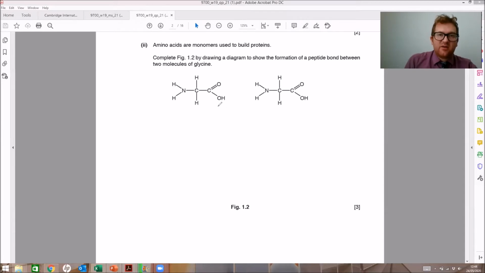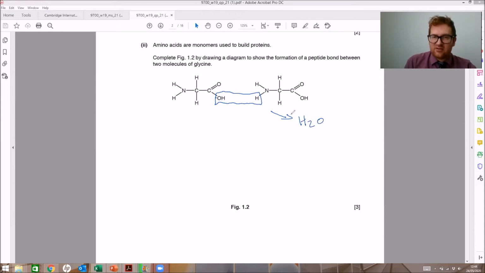Question 2i. Amino acids are monomers used to build proteins. Complete figure 1.2 by drawing a diagram to show the formation of a peptide bond between the 2 molecules. Okay, so in this you can actually use the diagram here. This is a condensation reaction. So what happens here is that this area here will come together and expel water as a product.